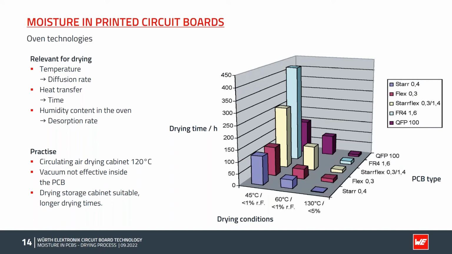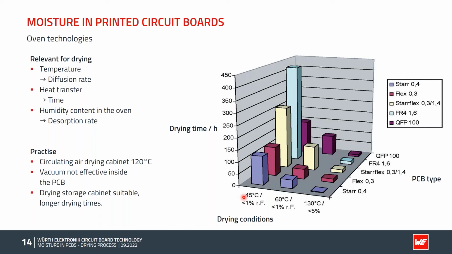Another thing is the heat transfer. We need the temperature in the PCB, not somewhere in the oven, but in the PCB. So vacuum ovens are not the best choice. Humidity content in the oven is also an important thing, as it's responsible for the desorption rate at the surface. So after the diffusion of the humidity to the surface, we need the desorption rate. And we can see some drying conditions in the diagram here.